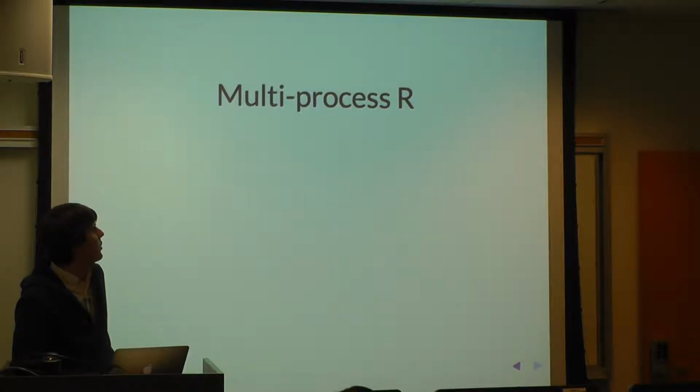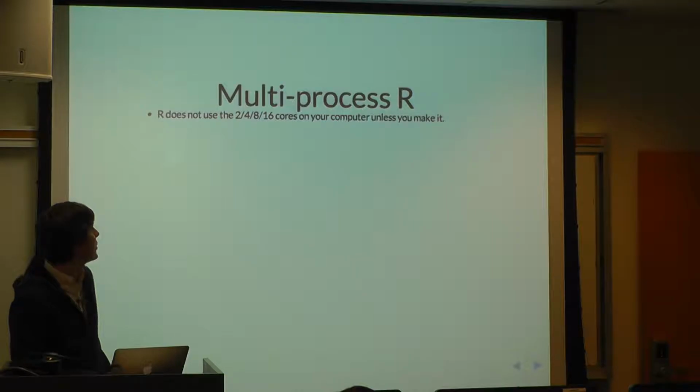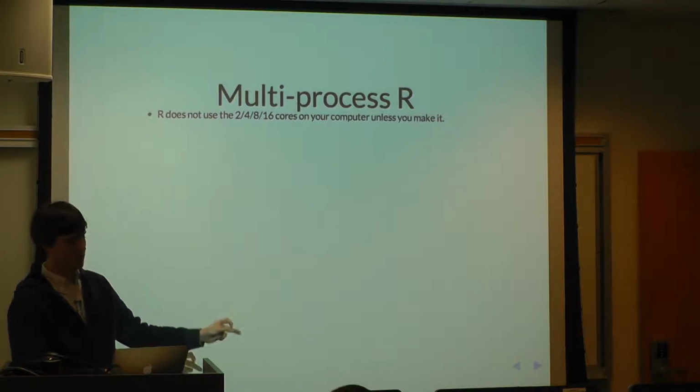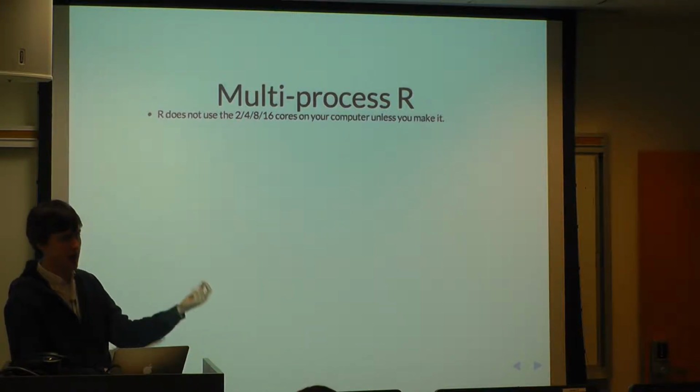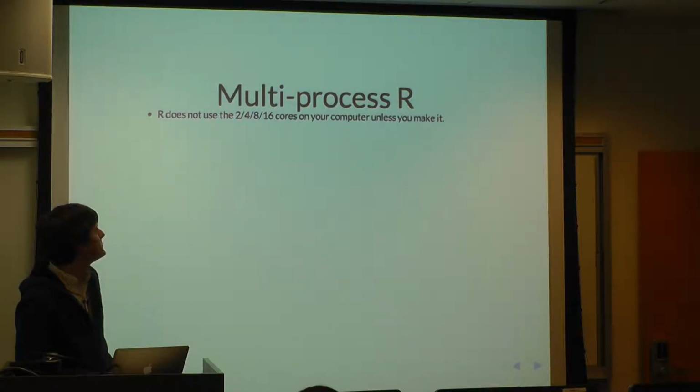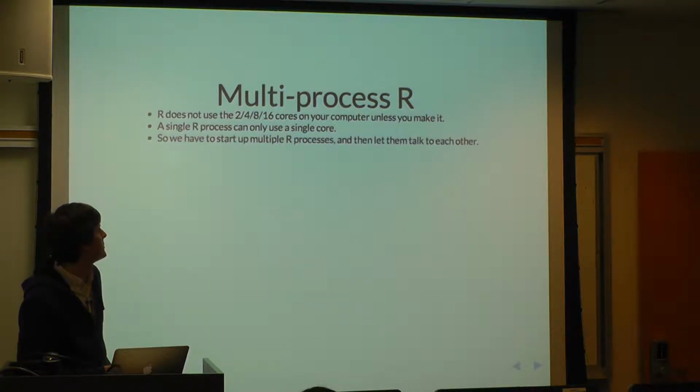Okay, so multiprocess R. Like I said earlier, R does not use multiple cores unless you make it, and even still, it's not really. It's sort of creating multiple instances of R. It's not actually just using multiple cores. A single R process can only use a single core.